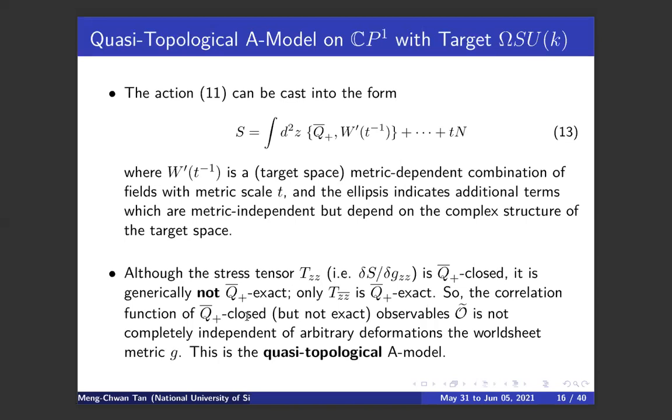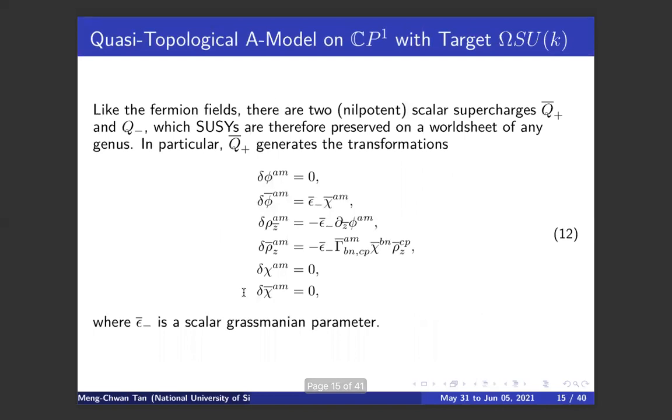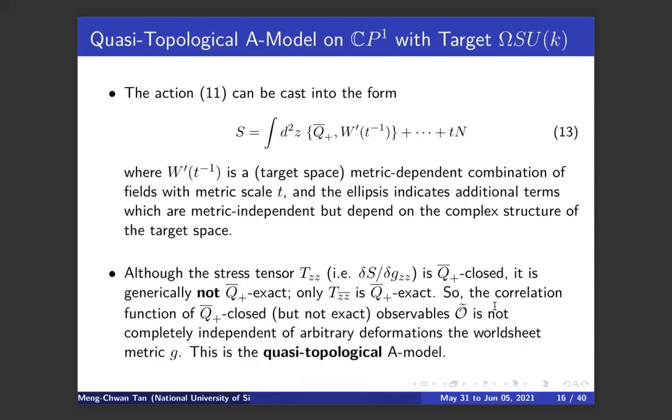That's because it's Q exact with respect to a different combination of supercharge. In the usual A model, you have a sum of these two as the scalar supercharge. But now we are looking at just one and not two of them, not the sum of them. When that is the case, this TZZ itself is not Q exact. Only the anti-holomorphic component of the stress tensor is Q exact.